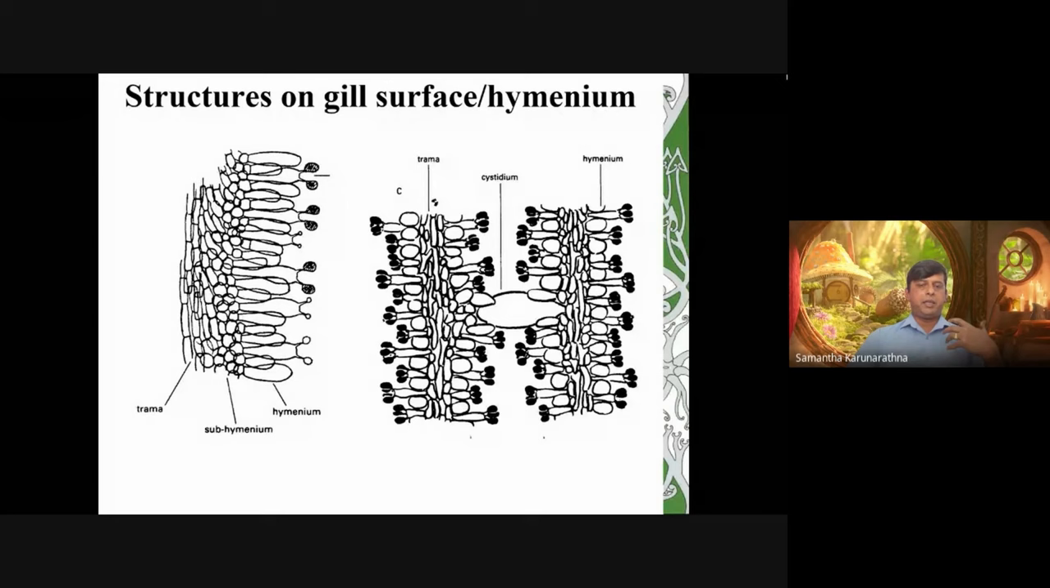If you don't have these bigger cells in between, gills can touch each other, and this will stop spreading the basidiospores. So these bigger cells keep the two gills apart, so the spores can disperse easily. Next one, please.